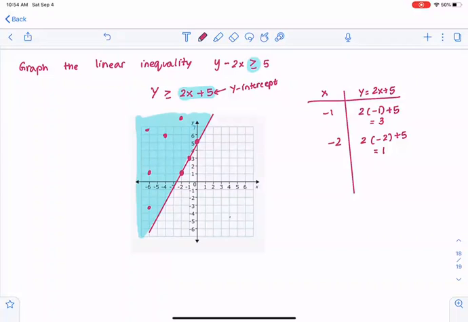Again, if it is greater than or equal to, it is a solid line. Less than or equal to, solid line. Strictly greater than, dotted line. Strictly less than, dotted line.